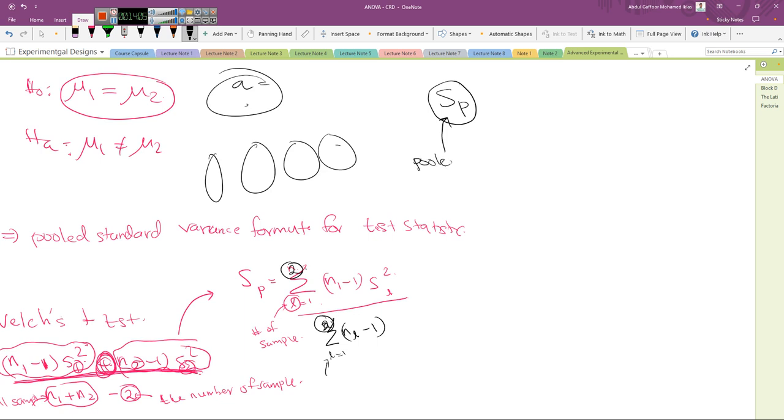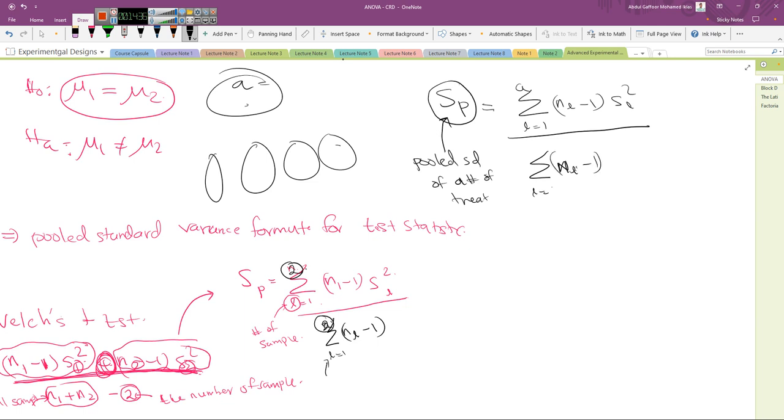So the pooled standard deviation of a number of treatments can be written as the summation from i equal to 1 to a of (ni minus 1) si squared, divided by the summation of (ni minus 1), right? So i is equal to 1 to a. Now you can write this as the summation i equal to 1 to a of (ni minus 1) si squared.